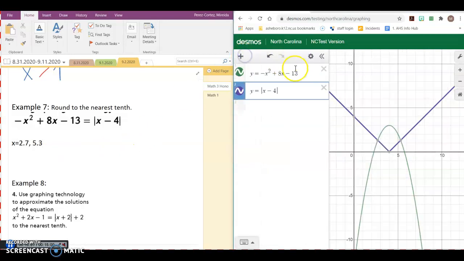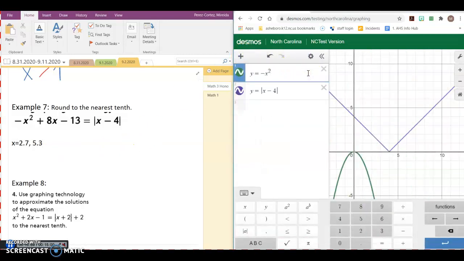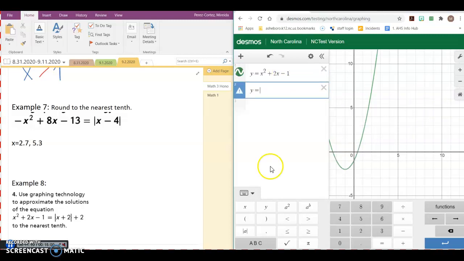All right, go ahead and try number 8 while I type it in. It's x squared. To bring up the square, it's right here on the keyboard, just so you know. Plus 2x minus 1. And then the next one is the absolute value. To get out of the absolute value, you can press the left and right arrow keys on your keyboard or on the screen right here.